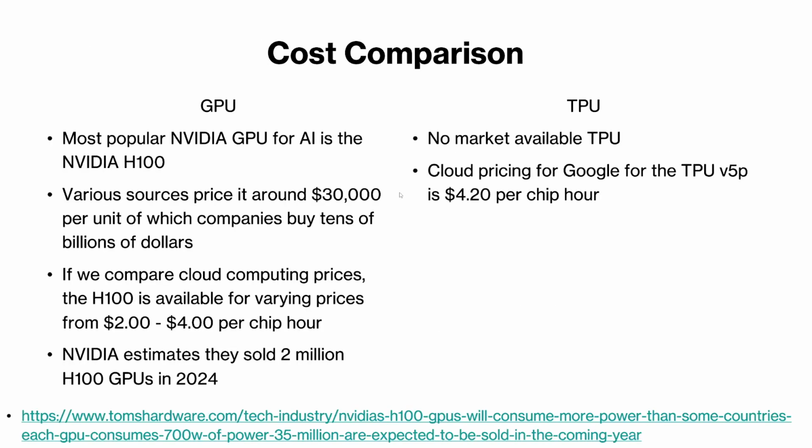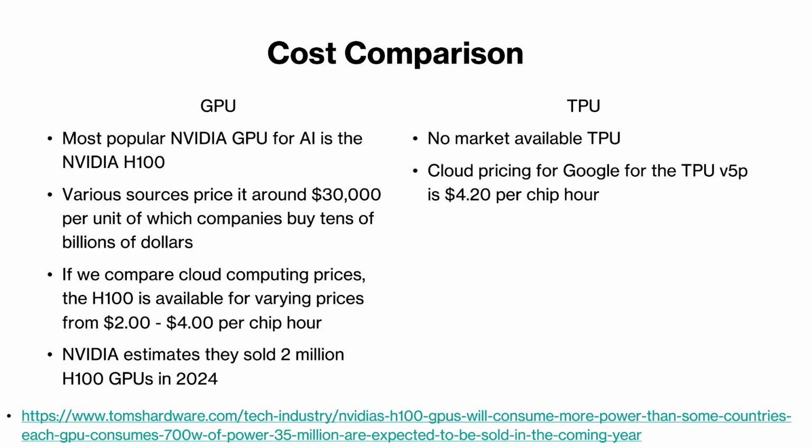Now, let's look into another comparison outside of performance. Let's look at a cost comparison. In my research, I found that one of the most popular NVIDIA GPUs for AI is the NVIDIA H100, rivaled closely by the NVIDIA A100. Various sources say some as low as $20,000, some as high as $50,000, but around the average price for the H100 is around $30,000 per unit.